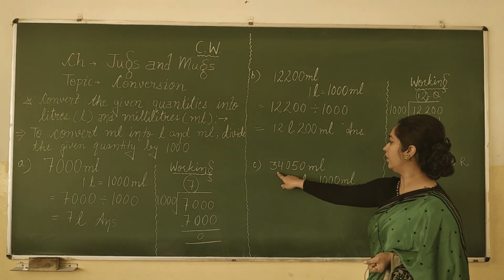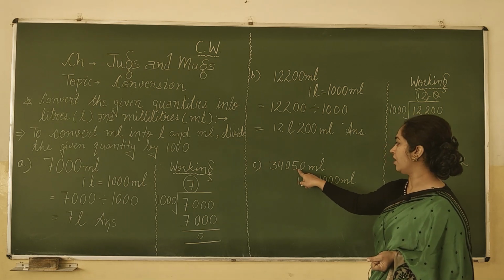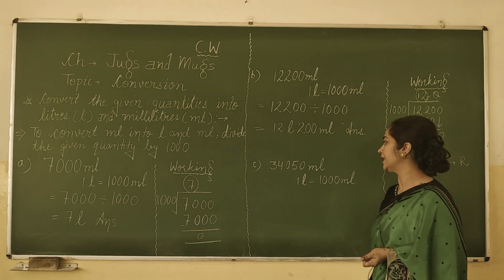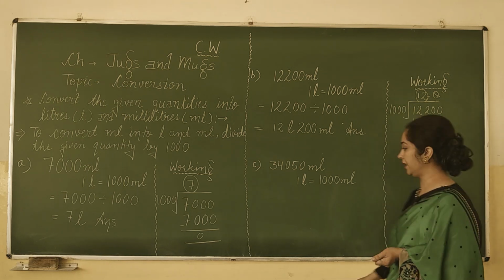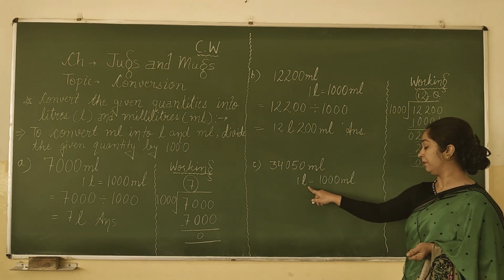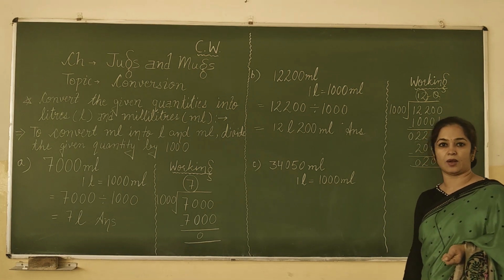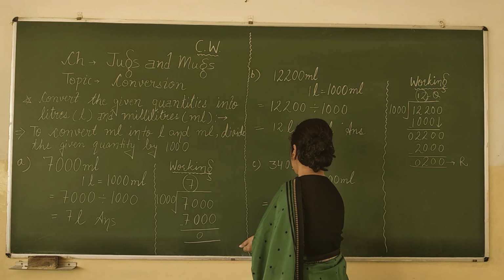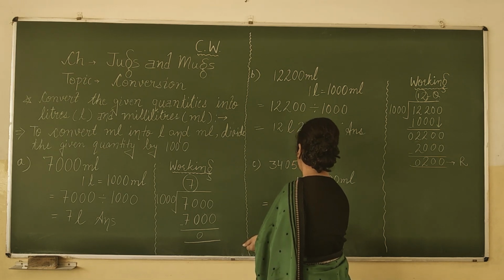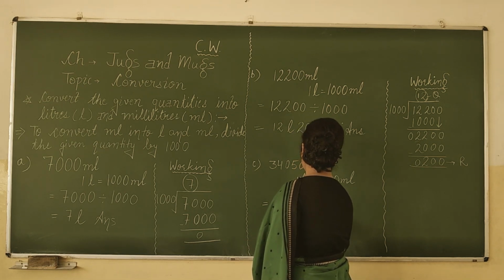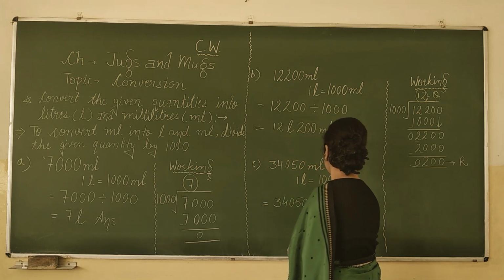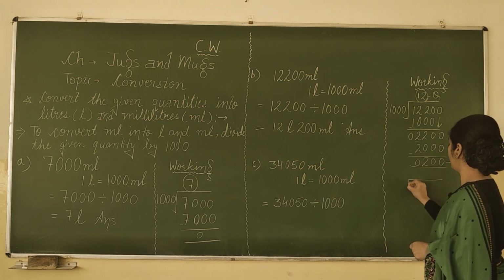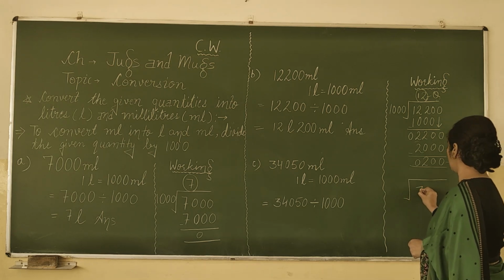Here we have to convert 34,050 milliliters into liters and milliliters. So as we know, 1 liter is equal to 1000 milliliters. So we will divide 34,050 milliliters by 1000. We will do working this side.